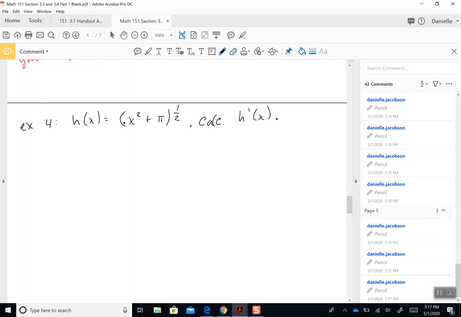All right, so when I see this, I know that I'm not multiplying, so the product rule doesn't apply. I know I'm not dividing, so the quotient rule doesn't apply. I know I don't have something as simple as just a variable raised to a power, right? X squared plus pi is not just a variable by itself. And I know I don't have a constant raised to a variable. So I know nothing from section 3.1 or 3.2 works.